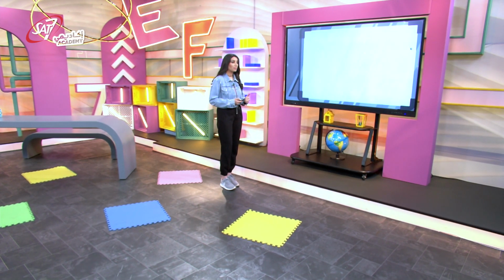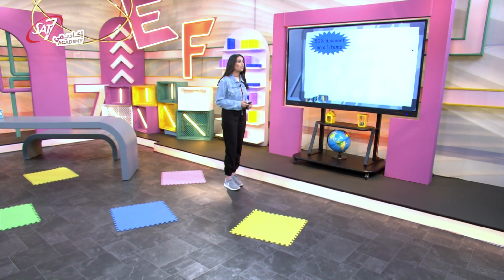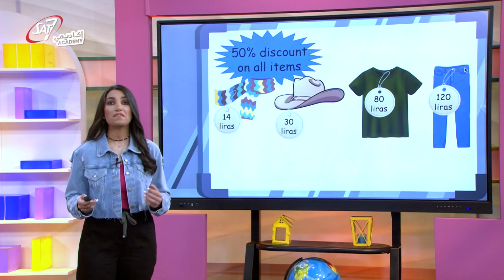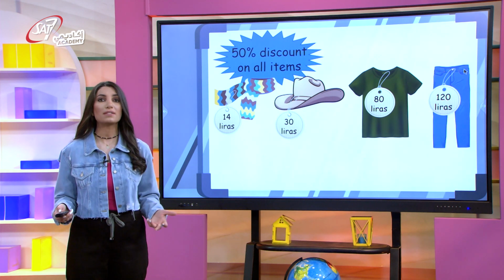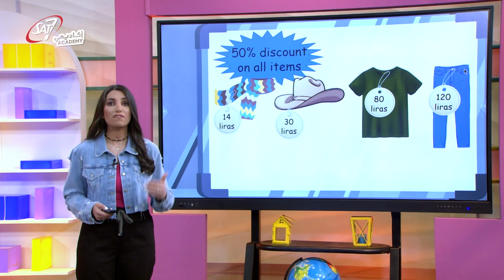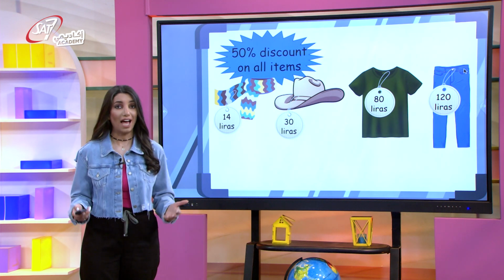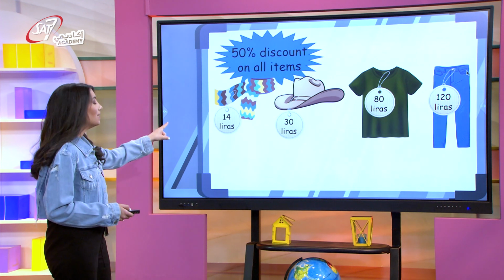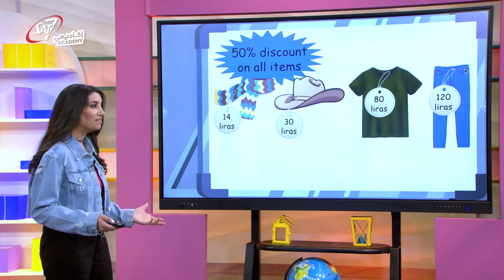At the mall, Salim entered a store that had a 50% discount on all items. Can you help him calculate the final prices of these items? When an item is on 50% sale, this means we just need to pay half the price. To find half a number, we divide the number by 2. 14 divided by 2 equals 7. The final price of this scarf is 7 liras.